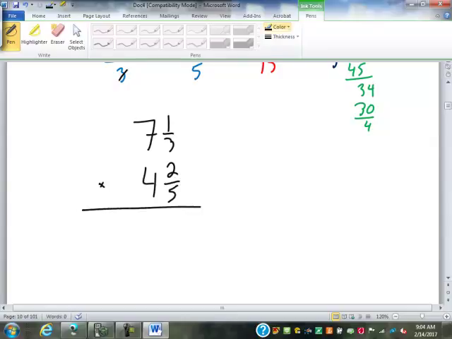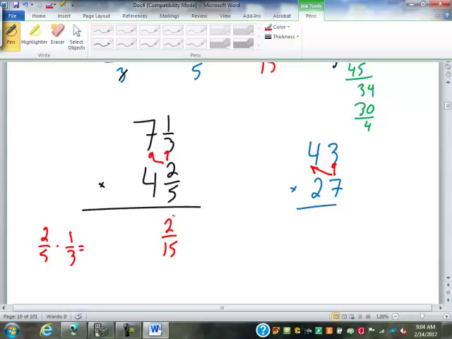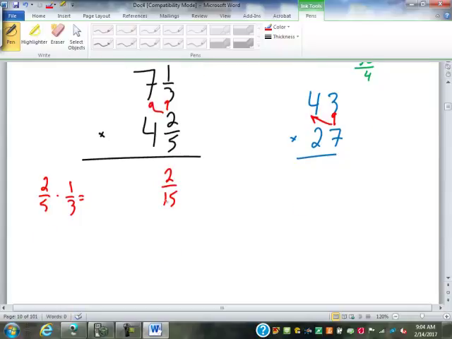Okay, so multiplying here. Remember, if we have something like 43 times 27, you have to do the 7 times 3, but also the 7 times 4. Well, same here. We have to do the 2/5 times 1/3, which is 2 times 1 is 2, 5 times 3 is 15. We also have to do the 2/5 times 7. How do I do a fraction times the whole number? We make that 7 over 1. Very good. So that's 14 over 5, which is 2 4/5.